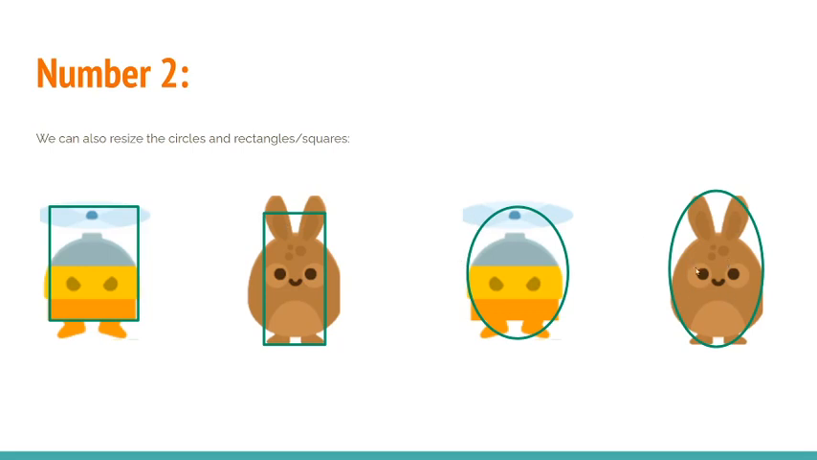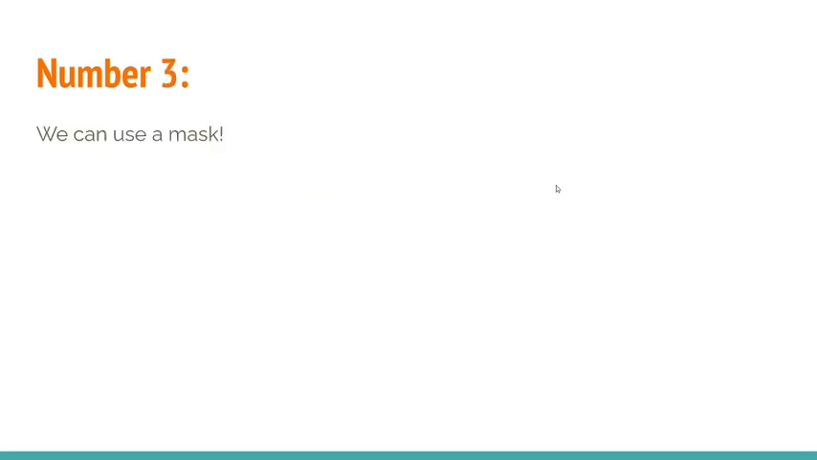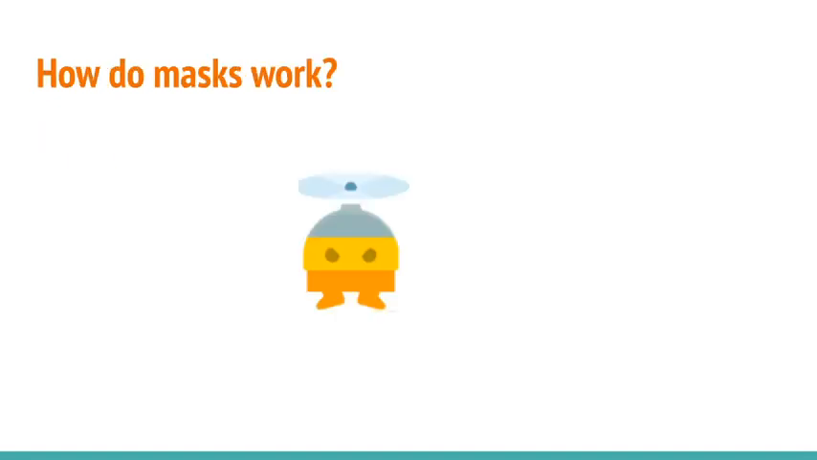So number 2, if you don't like that, you can resize the circles and rectangles or squares. So you could do that, but now there are these bits that stick out, and that could cause the player to cheat. Okay, so the last thing is to use a mask. That's the easiest way. So how do masks work? Let's say we have our enemy over here. So this is what a mask is.